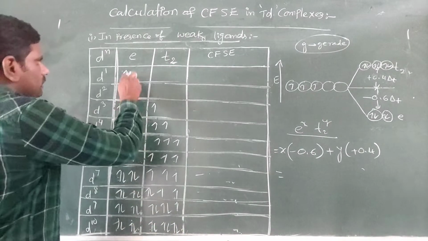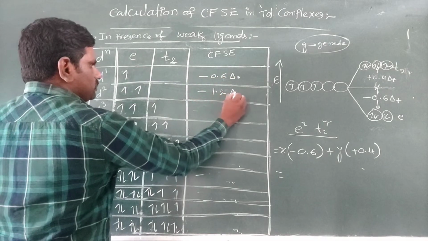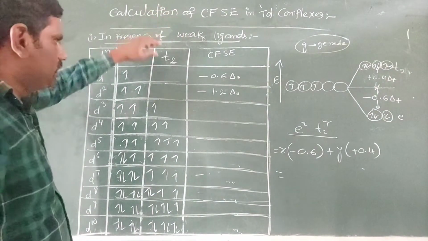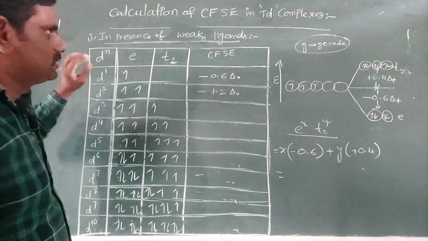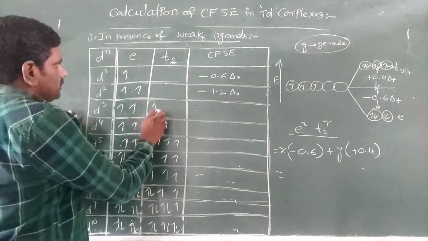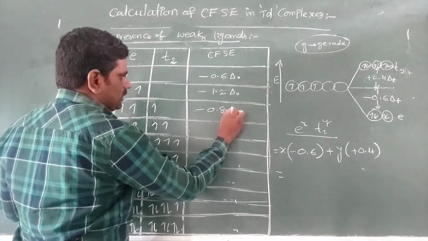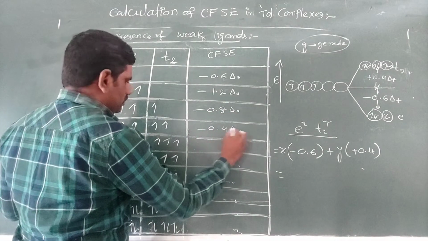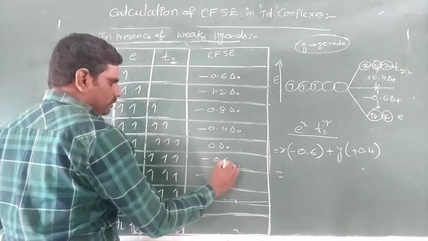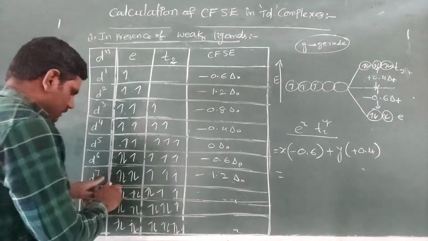Okay, now you have to calculate CFSE. Here minus 0.6, minus 1.2, irrespective of the nature of the ligand, that means in the presence of either a strong or weak ligand, the CFSE for D1 and D2 configurations in tetrahedral complexes is the same. And here, how much decreases? 0.4 decreases, so 0.4 means minus 0.8. Now 0. After 0, the electron comes here, so minus 0.6, minus 1.2. Okay, let's check once.